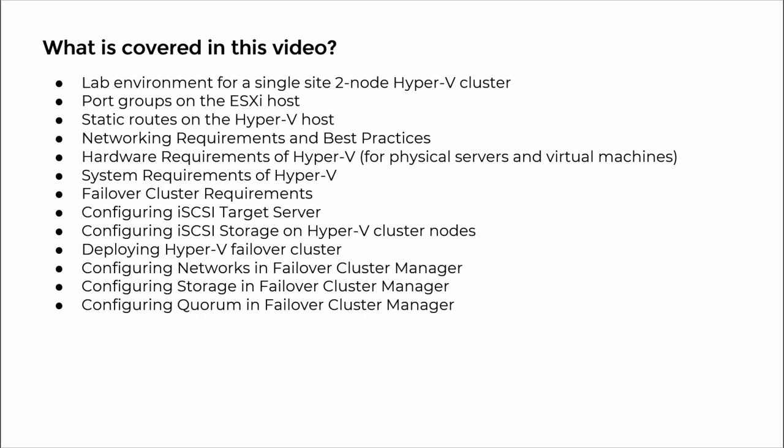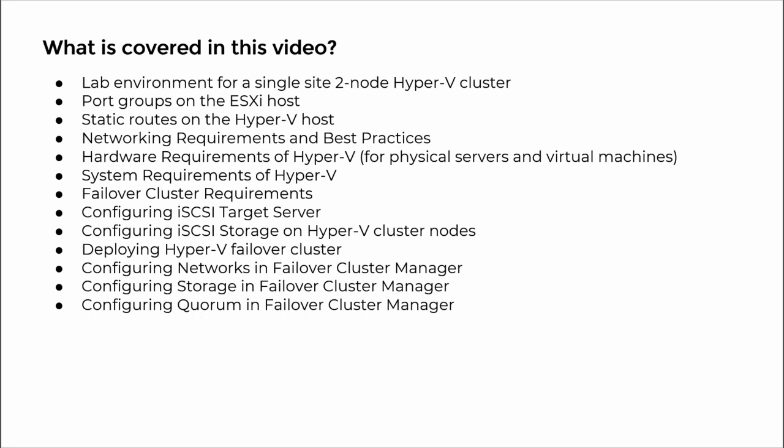And for this video, I have built 6 virtual machines which will be running on top of my standalone ESXi host. Now, this type of lab requires some additional virtual machine port groups created on the ESXi host to simulate real world networking, and we are going to talk about that. After building the Hyper-V cluster nodes, there is also a requirement to create a few static routes on the Hyper-V host, which will be discussed in this video.